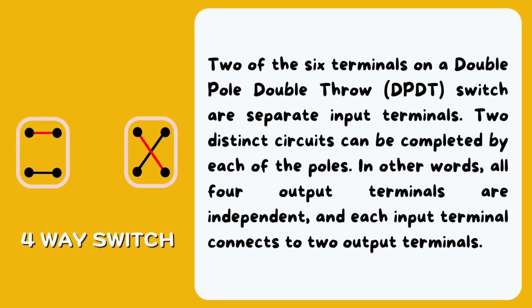4-way switch. 2 of the 6 terminals on a double-pole double-throw (DPDT) switch are separate input terminals. 2 distinct circuits can be completed by each of the poles. In other words, all 4 output terminals are independent, and each input terminal connects to 2 output terminals.